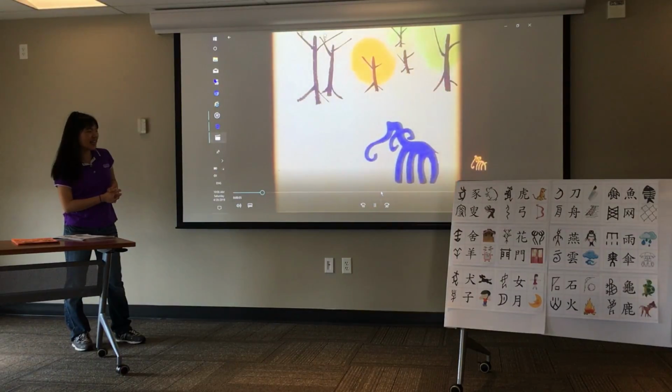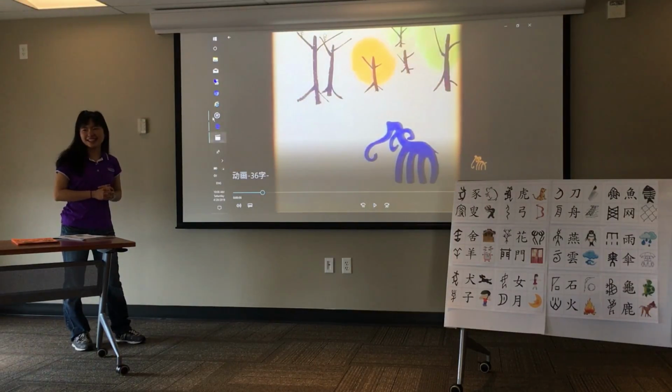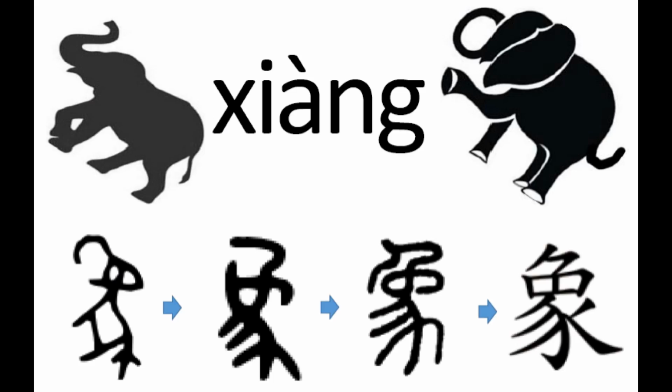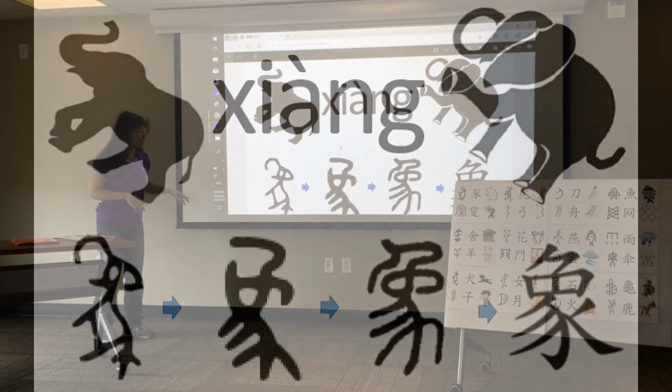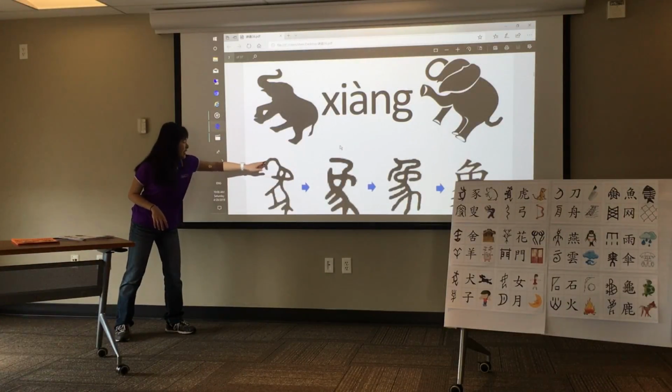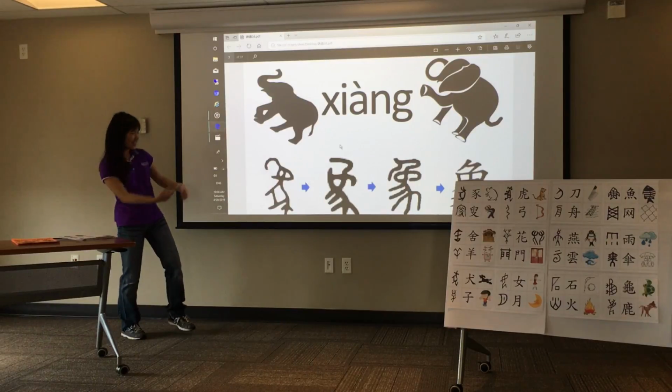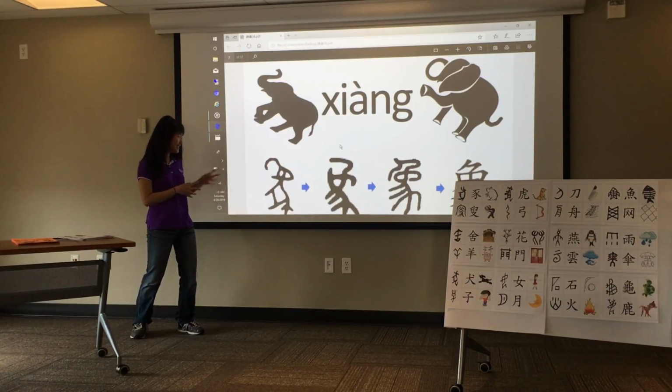Oh, what's this animal? Can anyone guess? It's an elephant. Yes, this is an elephant. So this is the head of the elephant. That's the signature long nose. Xiang. Yes, this is a xiang.